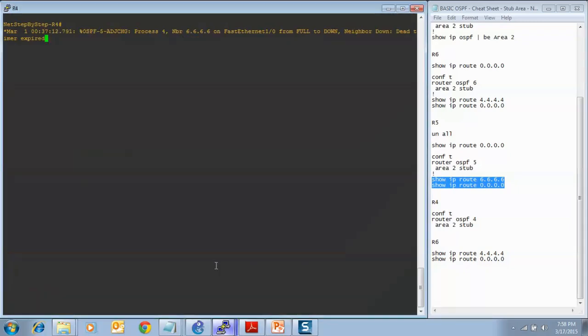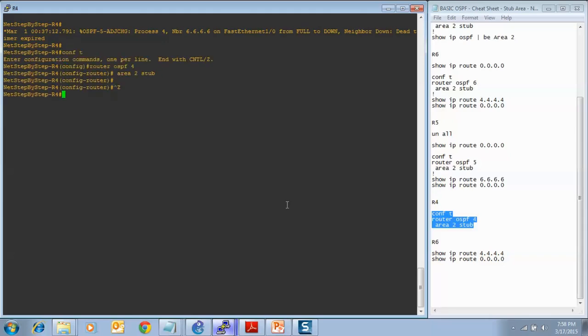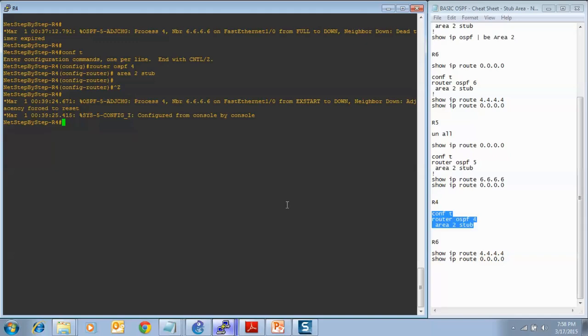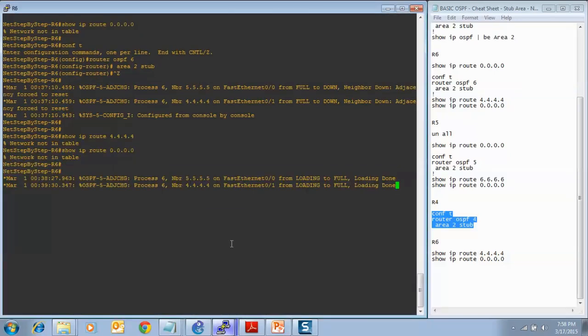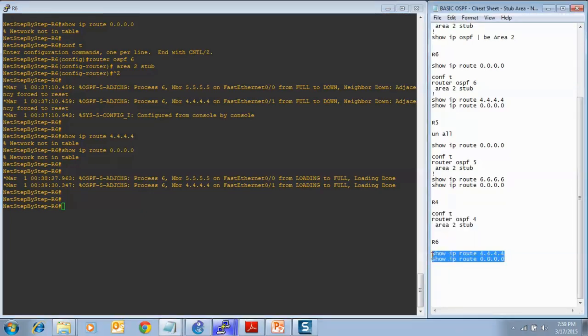I am configuring area 2 on router 4 as a stub, utilizing command area 2 stub on OSPF router mode. Moving over to router 6, I'm going to check again the route to network 4.4.4.4 and default route utilizing commands show IP route 0.0.0.0 and show IP route 4.4.4.4.